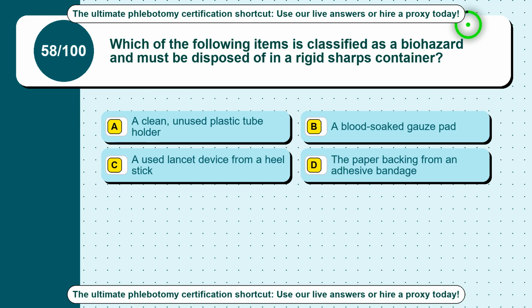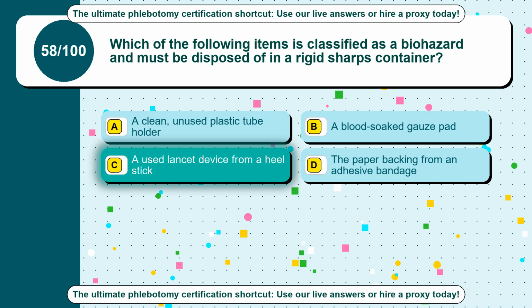Question 58. Which of the following items is classified as a biohazard and must be disposed of in a rigid sharps container? Option A, a clean, unused plastic tube holder. Option B, a blood-soaked gauze pad. Option C, a used lancet device from a heel stick. Option D, the paper backing from an adhesive bandage.